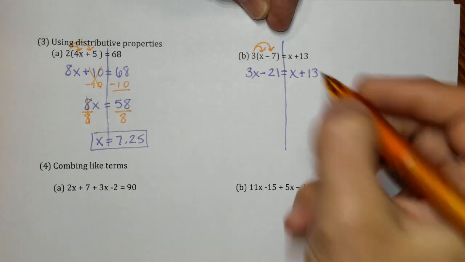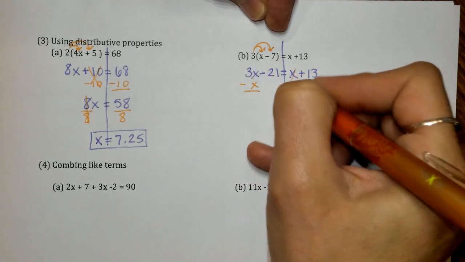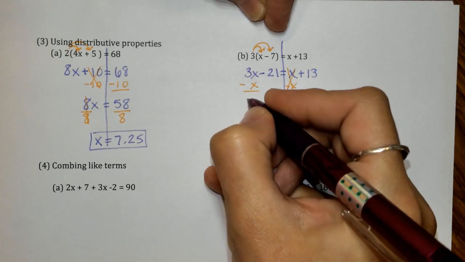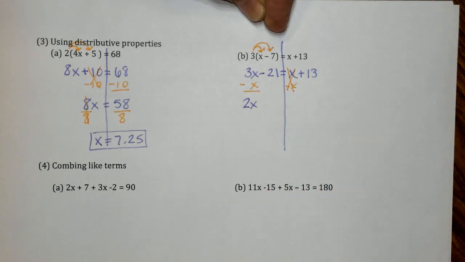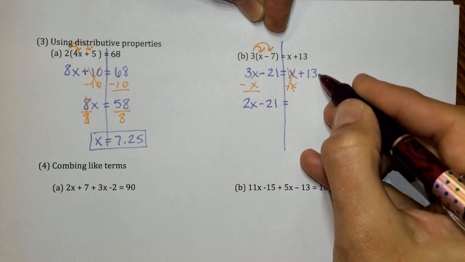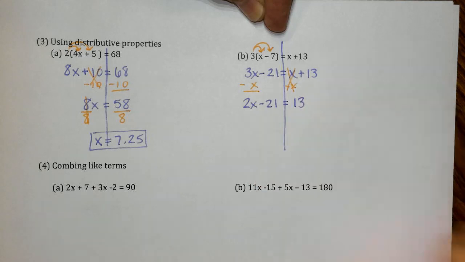Let's move the variables first. How do I get rid of this x? Subtract it. Only subtracting 1. Make sure you're bringing this x over here. 3 x's, you take 1 away, you have 2 left. Don't forget to write the x next to the 2 also. X is still there. Bring down your minus 21. Over on the right, it was a plus 13, so we just bring down our positive 13.